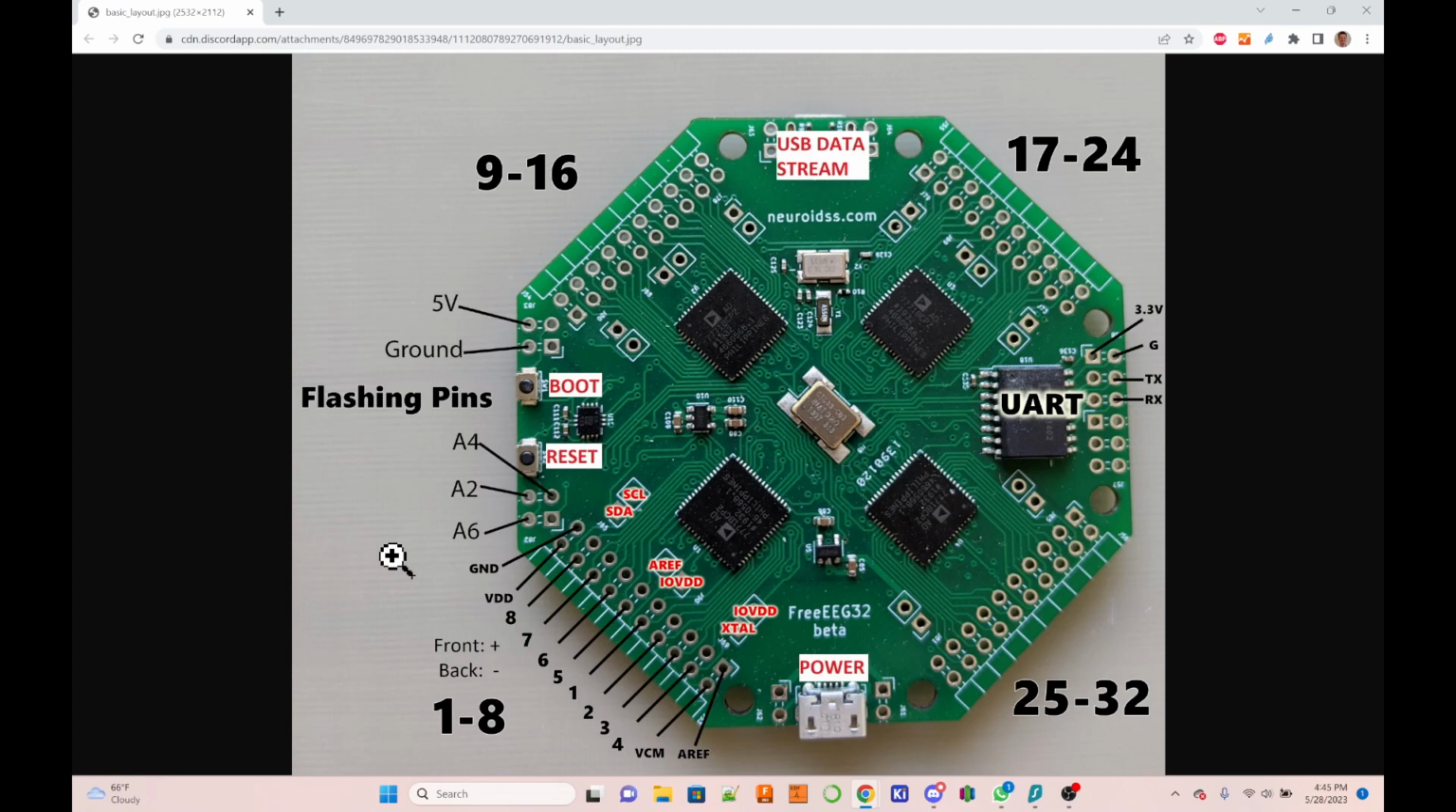So what you can actually do here, if you wanted to, is make every single electrode a bipolar setup, which with SRB2 you cannot. With SRB2, you could put the SRB2 on a different location, but all of the channels will then have their negative pin on that location.